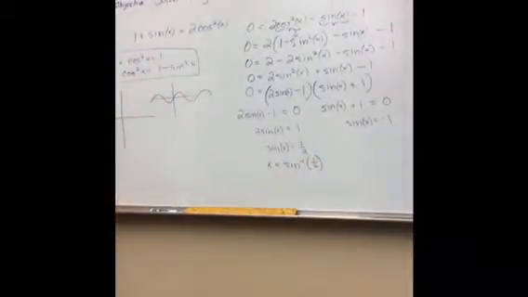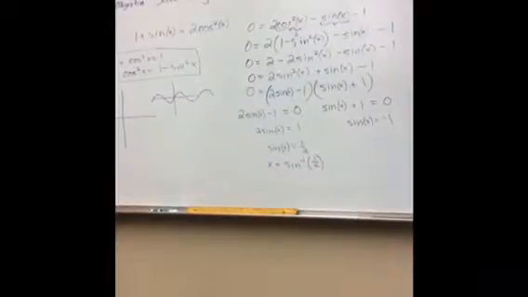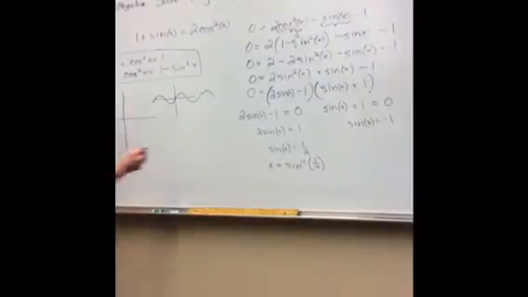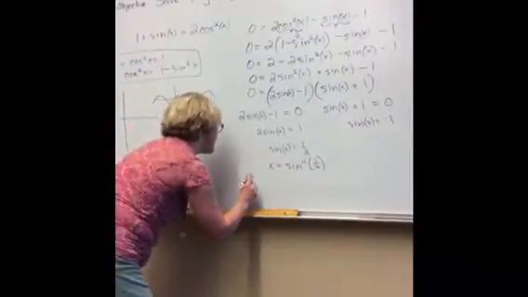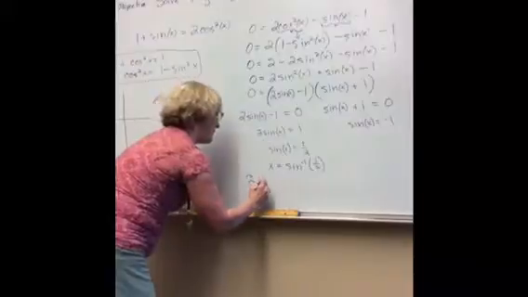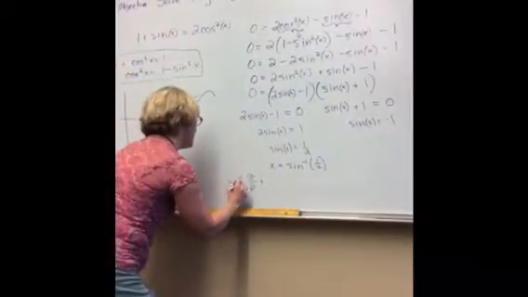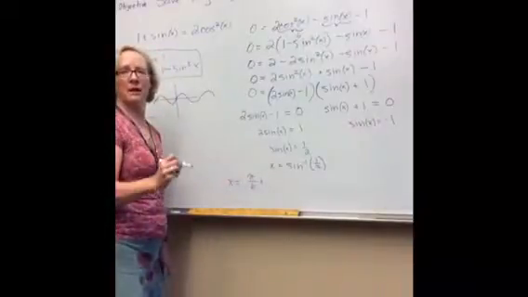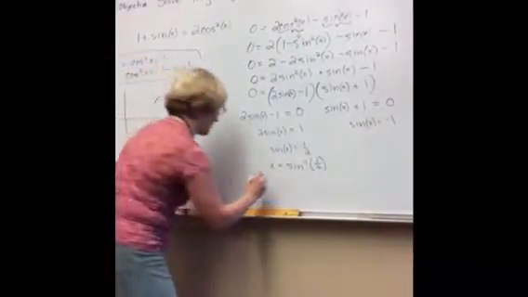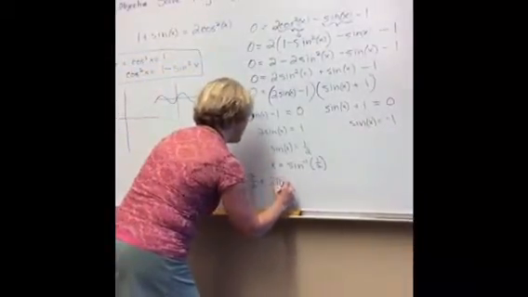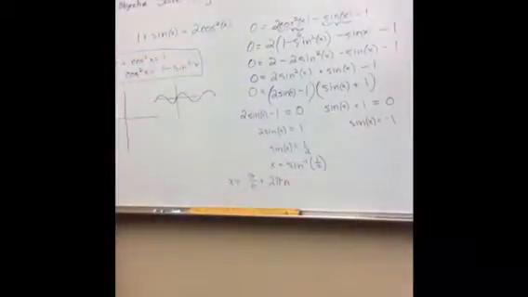So, what is one angle where the sine of x is equal to a half? Pi over 6, okay? So pi over 6 is one of them. And then x is equal to pi over 6 plus 2 pi n, because the period of the sine function is 2 pi. Okay, groovy?